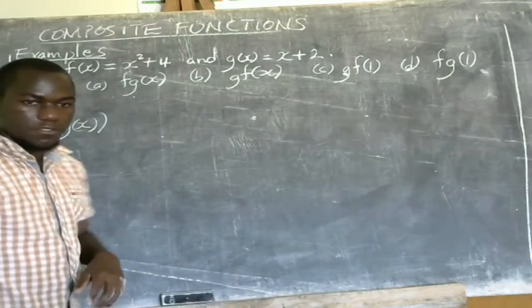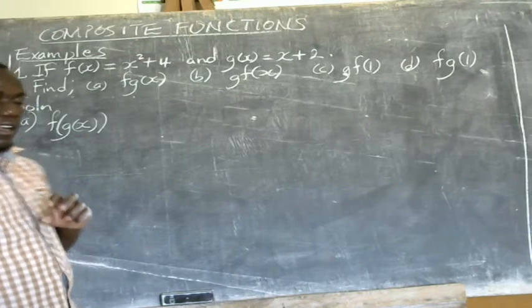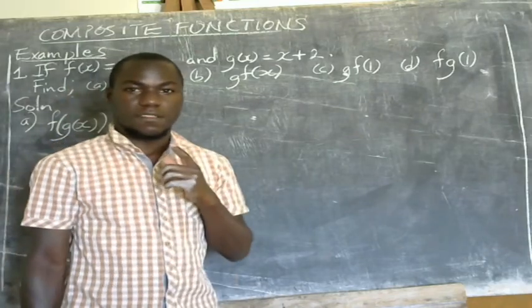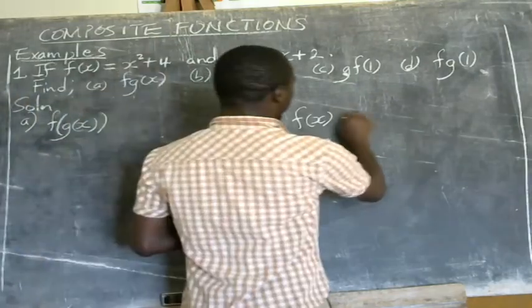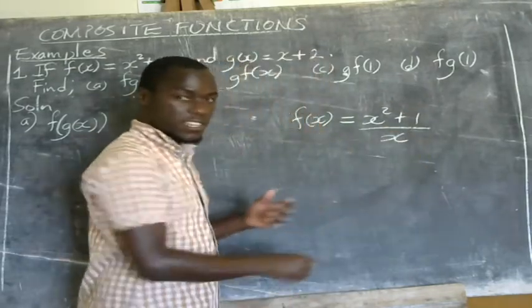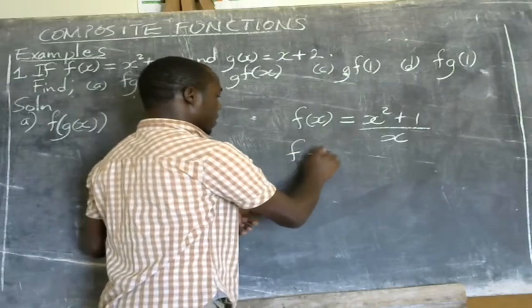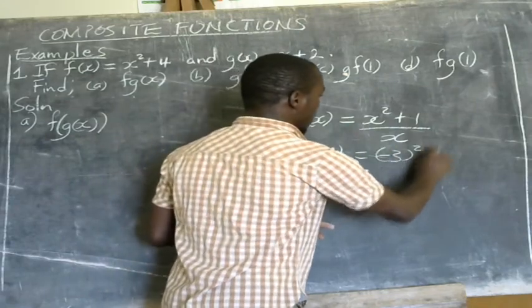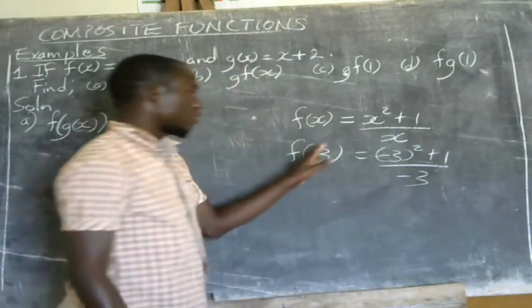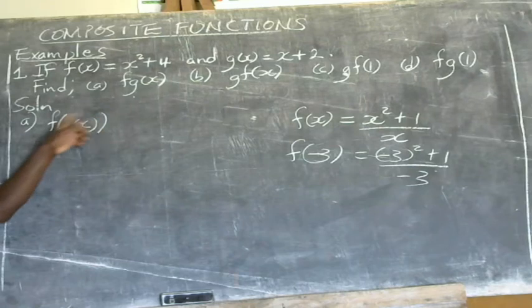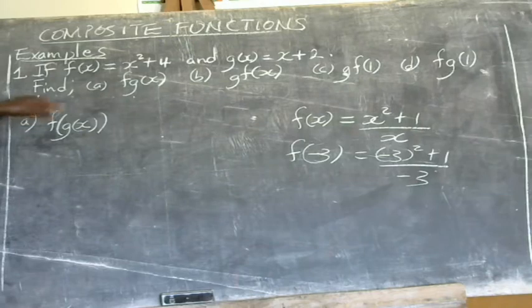So the solution for the first part is going to be all about substitution. Remember, in our second lesson, we were given a function f of x equals x squared plus 1 all over x, and then they tell you to find f of negative 3, and you substituted: negative 3 squared plus 1 all over negative 3. So it's all about substitution. This is what we are going to be doing here also. You get your function g of x, then you substitute it into the function f of x.